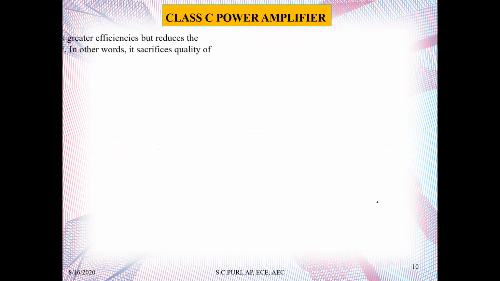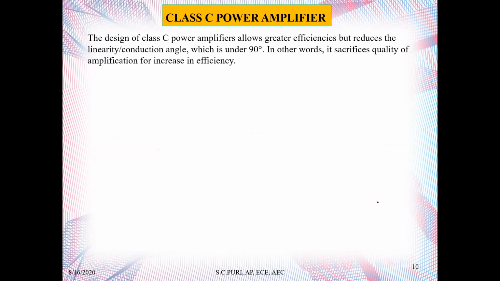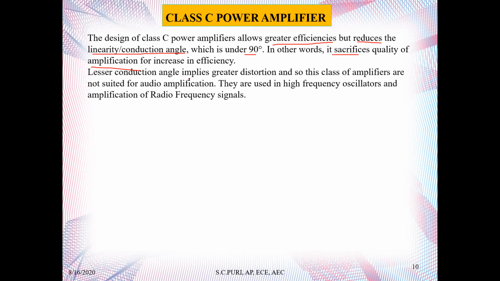Now coming to class C amplifier. The design of class C power amplifier allows greater efficiencies, but reduces the linearity, with a conduction angle under 90 degrees. In other words, it sacrifices the quality of amplification for increased efficiency. A lesser conduction angle implies greater distortion, and so this class of amplifiers is not suited for audio amplification. They are used in high frequency oscillators and amplification of radio frequency signals.